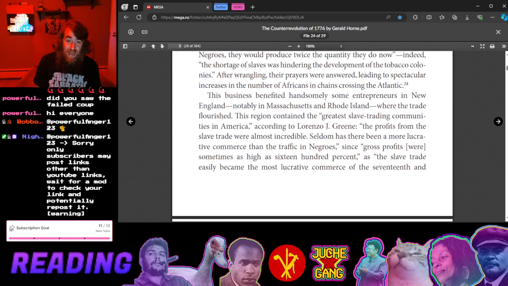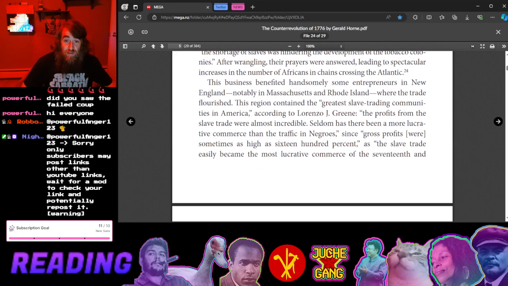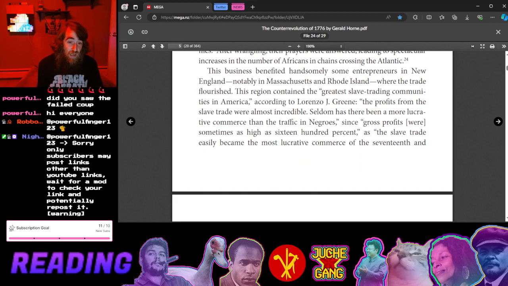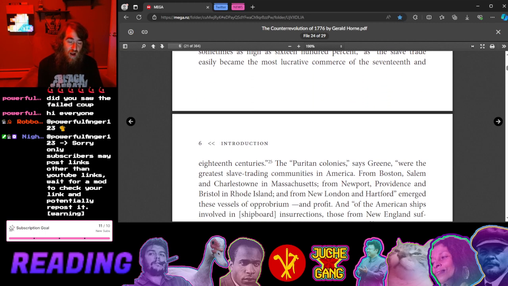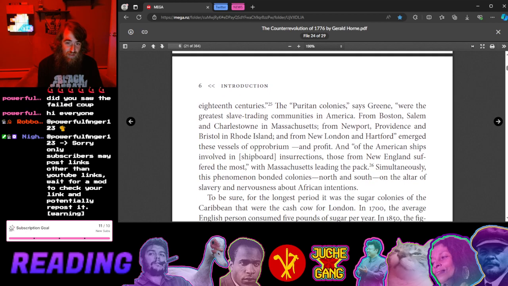This business benefited handsomely some entrepreneurs in New England, notably in Massachusetts and Rhode Island, where the trade flourished. This region contained the greatest slave trading communities in America, according to Lorenzo J. Green. The profits from the slave trade were almost incredible. "Seldom has there been a more lucrative commerce than the traffic in Negroes," since gross profits were sometimes as high as 16%, as the slave trade easily became the most lucrative commerce of the 17th and 18th century.